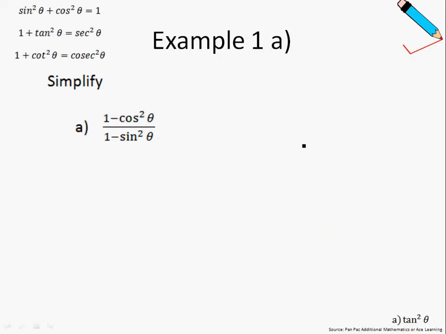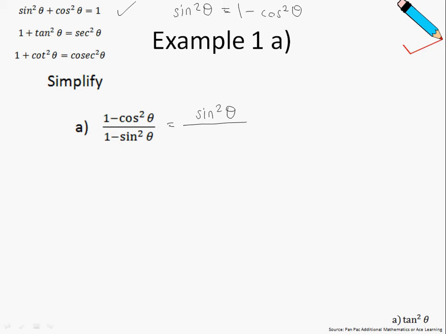In example 1a, we are asked to simplify this expression: 1 minus cosine square theta over 1 minus sine square theta. If we look at the first identity, you realize that if I shift cosine square theta to the right hand side of the equation, I will get sine square theta equals 1 minus cosine square theta. So over here my numerator can be replaced by sine square theta.